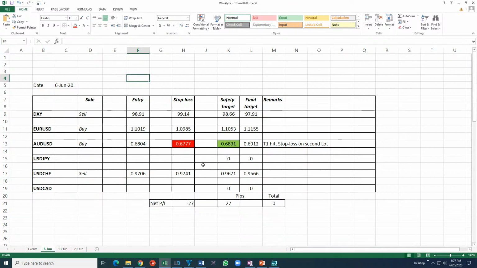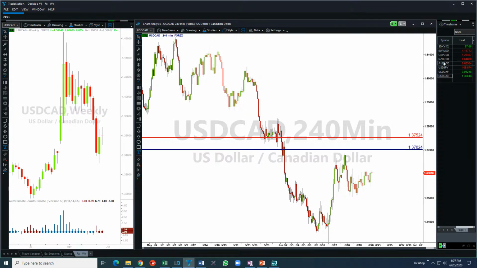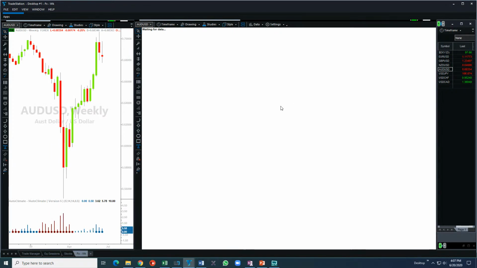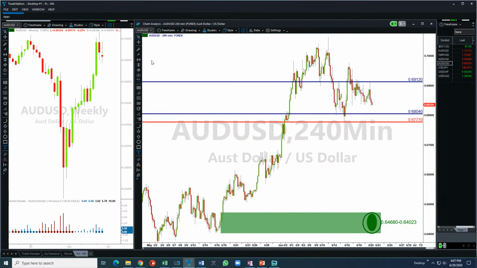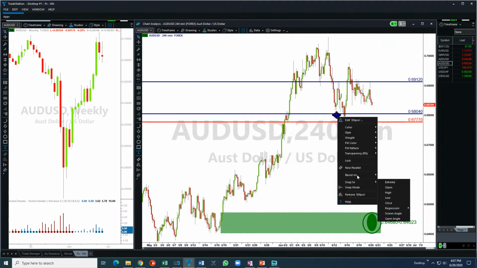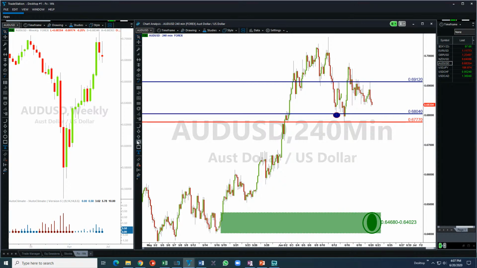The other trade we were in was the Australian dollar trade. Right. So last week when we met, target one was hit. Target two was pending, and I was hoping we get to 6912. Again, interesting how it played out there. So initially we had planned entry here. So this was our entry, 6804. So we got entry, that was the low of that week. Our target was here, 6912.